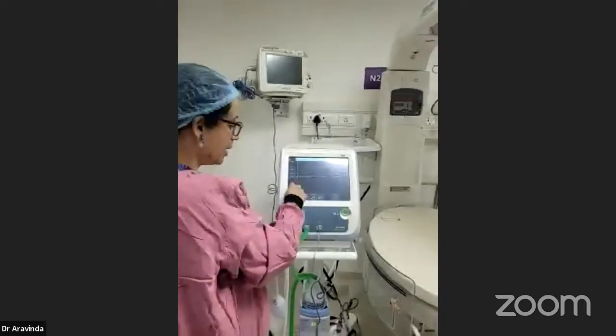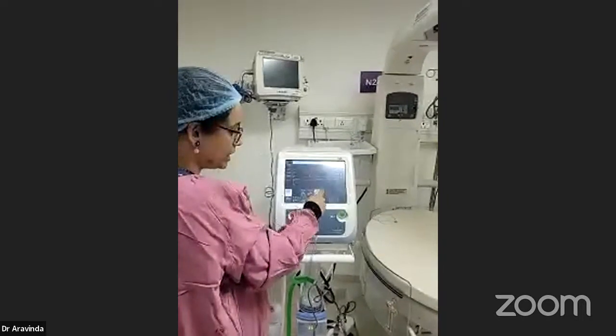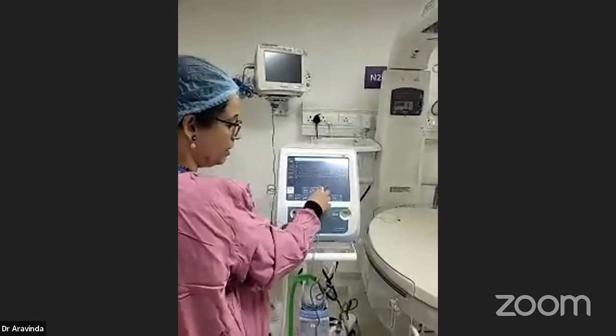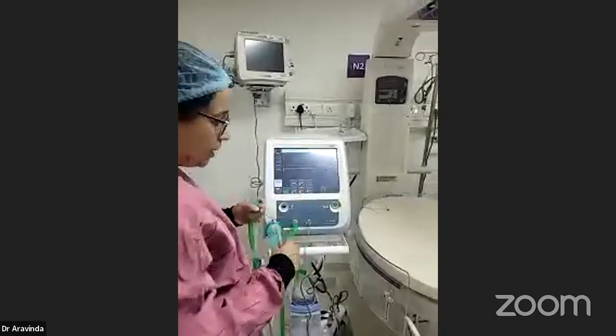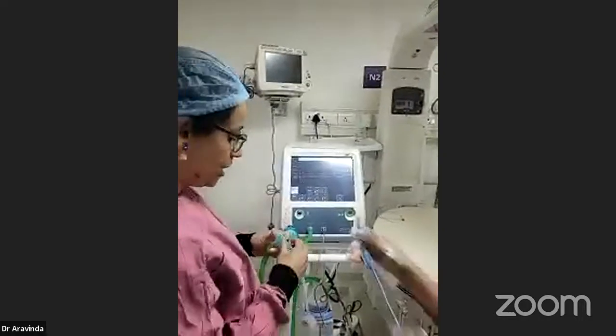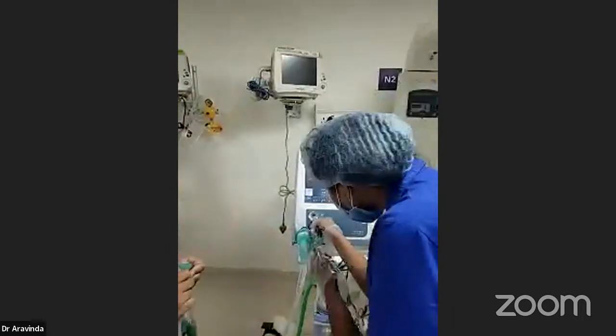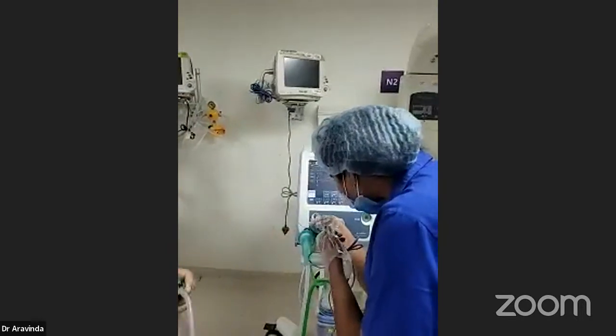So here we set the trigger sensitivity. The trigger sensitivity should always be minimal, in order to detect all the breaths of the baby. If the trigger sensitivity is set very high, some of the spontaneous breaths of the baby may go undetected.